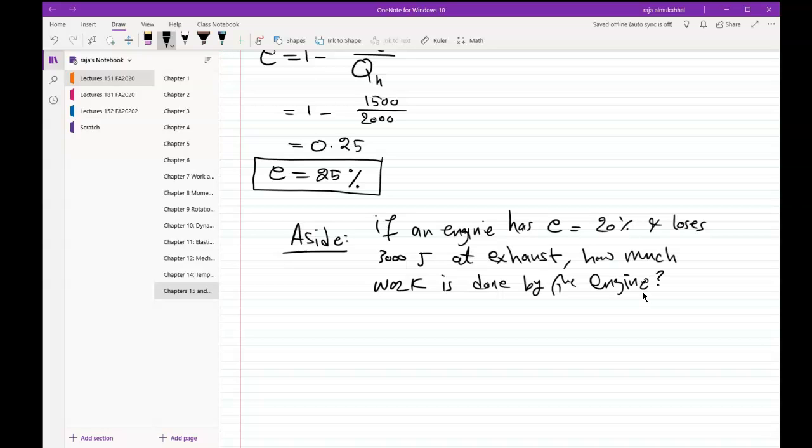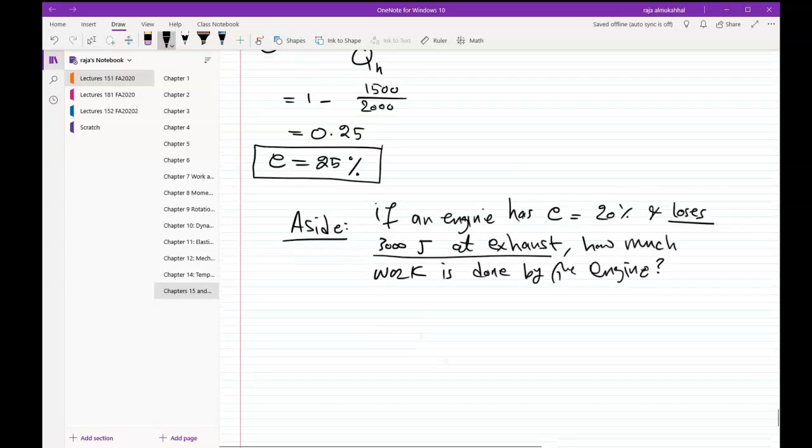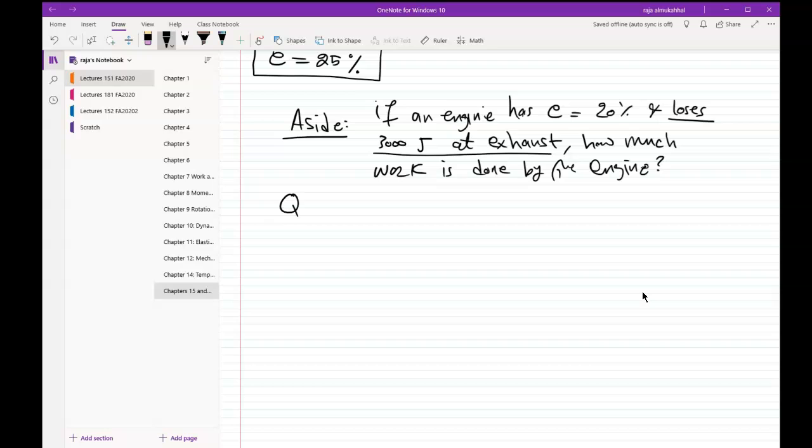If we know that the efficiency is 20% and he said it loses 3,000 to the exhaust, which is Q sub C, correct? So we have Q sub C equal to 3,000 and the efficiency is 0.2. So I can use the same formula: E equals 1 minus Q sub C over Q sub H, and this whole thing is equal to 0.2. Then I just plug in what I have.